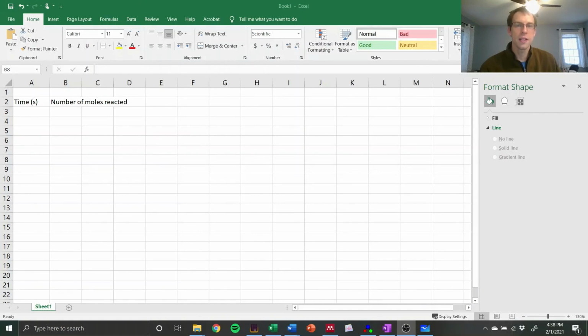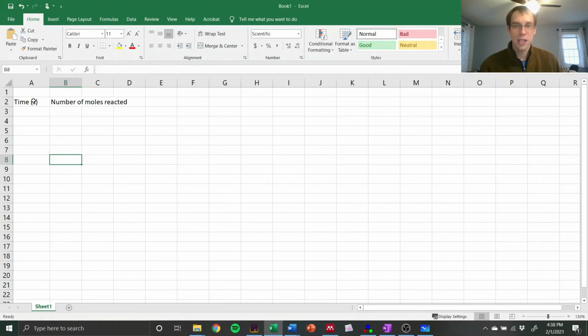Now that you've seen an example of what the reaction looks like in action, even though you won't have the chance to do this in lab for this particular year because of COVID, I wanted to show you how to approach graphing your data in Excel. So I've got an empty workbook open here, well, almost empty. And I'm just going to do an example of one set of data.